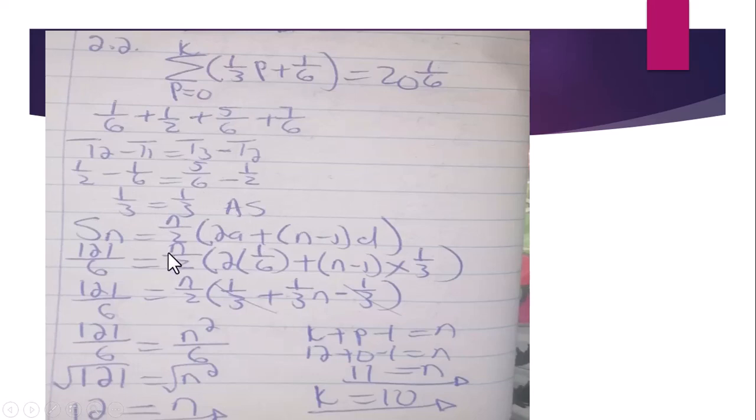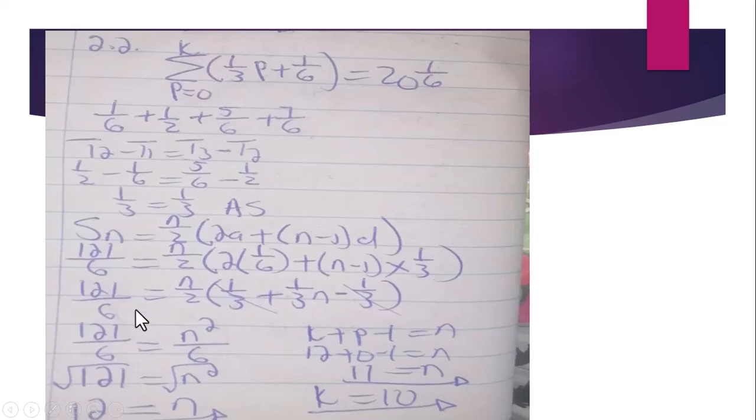And then how do I find the sum of an arithmetic series? Sn equals n over 2 times (2a plus (n minus 1) times d). And then I have this sum, 20 and 1 over 6. It's a mixed fraction. You can also say 20 plus 1/6. It will give you 121 over 6. n over 2 into this. What am I looking for? The value of n. Because I have my a, it's 1 over 6. I'm looking for n, and the difference, it's 1/3.